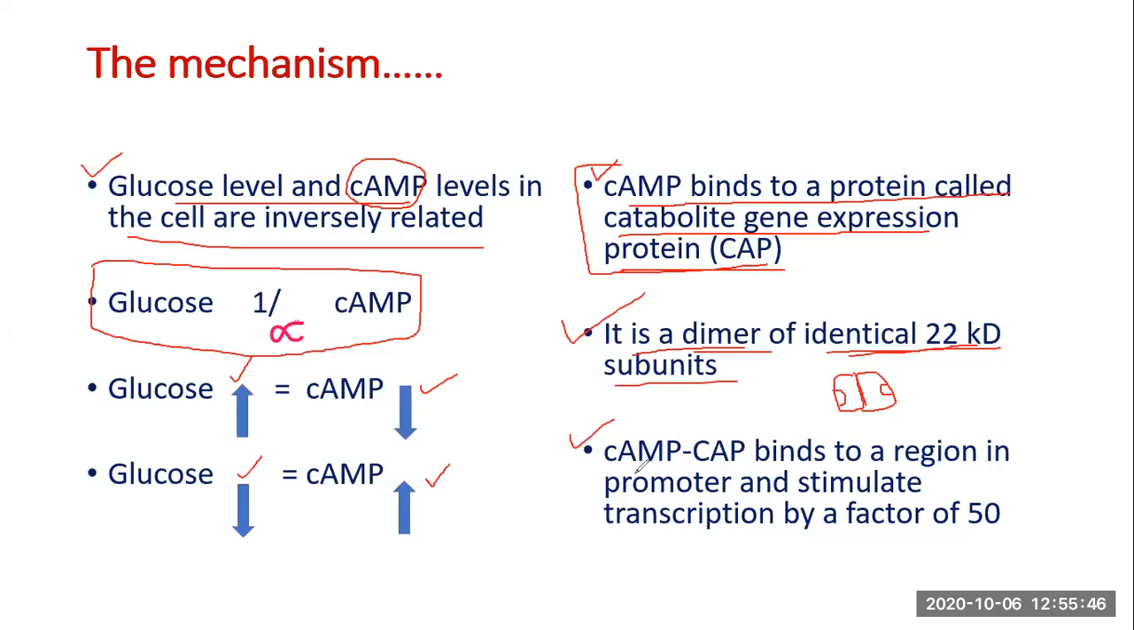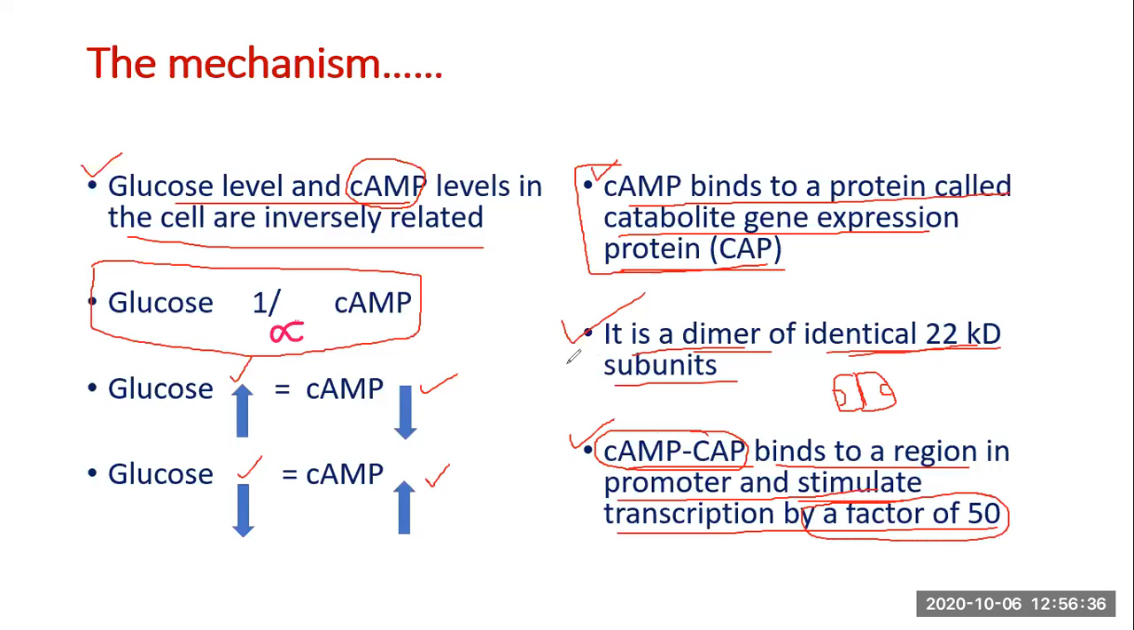This cyclic AMP CAP complex binds to a region in the promoter and it stimulates transcription by a factor of 50. Presence of this cyclic AMP CAP complex at a particular region in the promoter of the Lac operon is necessary for efficient transcription. It facilitates transcription, stimulating it by a factor of 50. In presence of cyclic AMP CAP, transcription takes place readily from the Lac promoter. Otherwise, it takes time and the frequency of transcription from the Lac promoter becomes very low when this cyclic AMP CAP is not there.